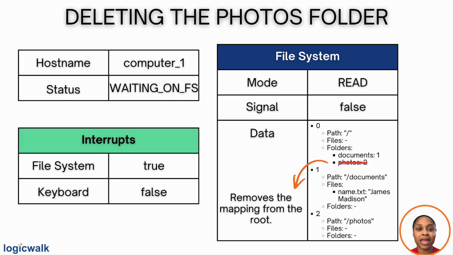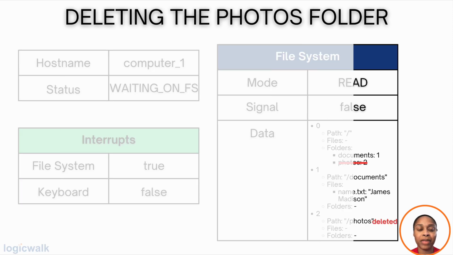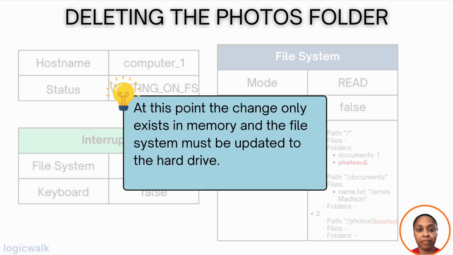This removes the mapping that allows the Photos folder to be reached from the root. The LWOS then marks folder 2, the Photos folder, as deleted in the file system data. At this point, the change only exists in memory. Finally, the LWOS writes the updated file system back to the hard drive. After the LWOS makes the write request, the state of the system is as follows.